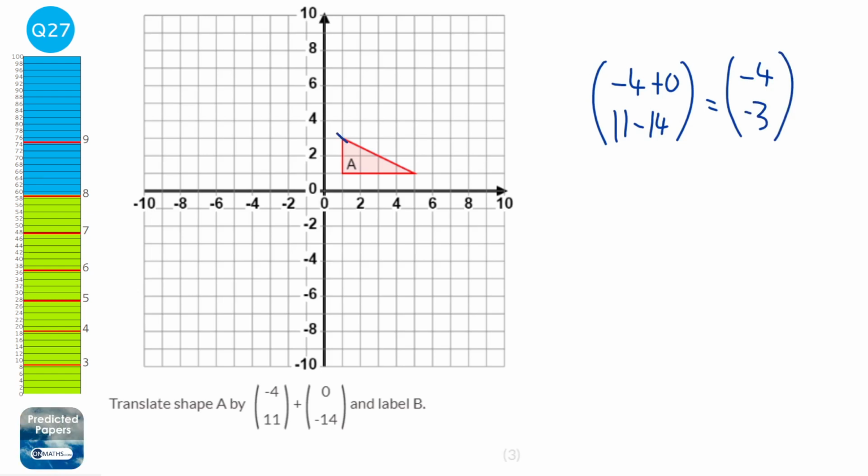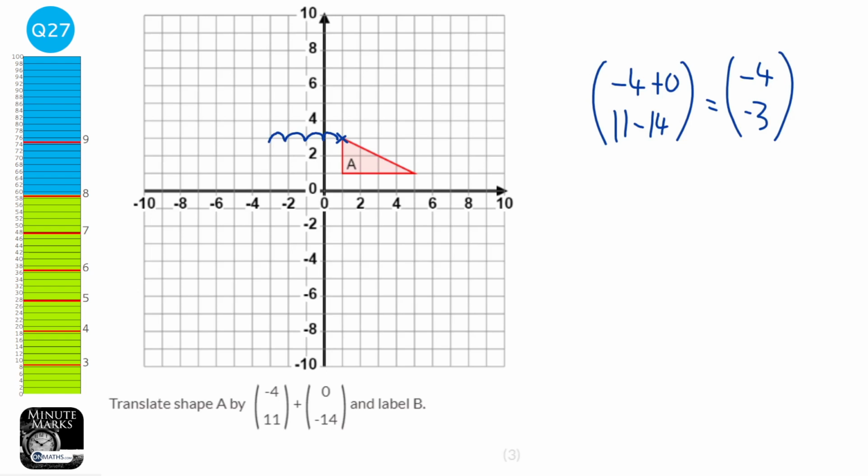Then I'm going to pick a point on my shape, and the top one tells us how far right we're going. So we know we're going 4 to the left because it's obviously a negative. So we're going to go 1, 2, 3, 4. The bottom one tells us how far up we're going.